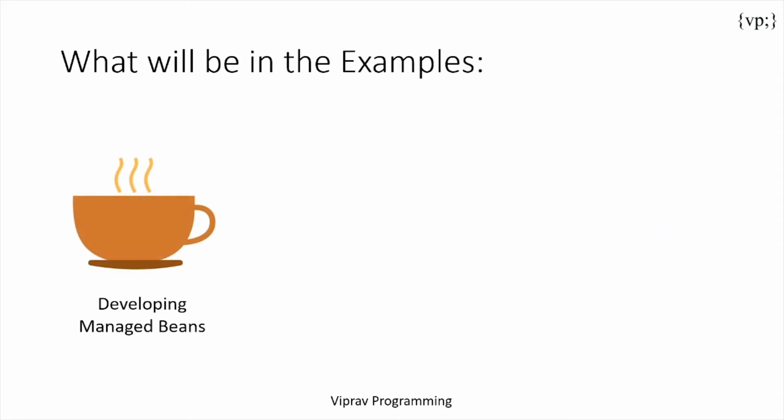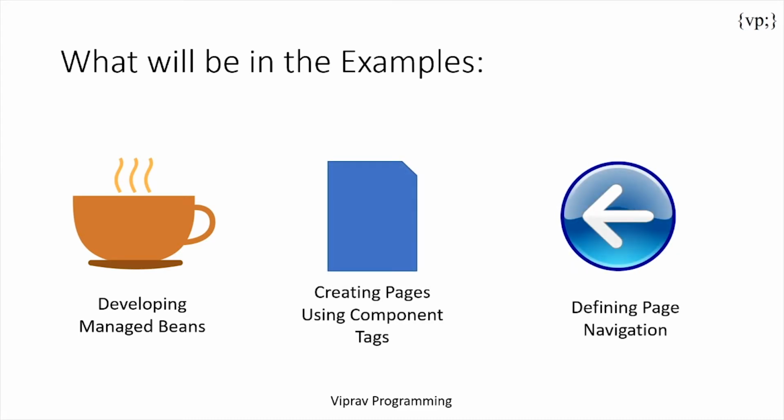So a few examples that we'll be covering are developing the managed beans, creating pages using component tags, and defining page navigation. Developing managed beans is what you will be seeing in the example later on. And creating pages using component tags, which, by the way, are basically code that takes in user input, does stuff on it, and then does something to your pages.